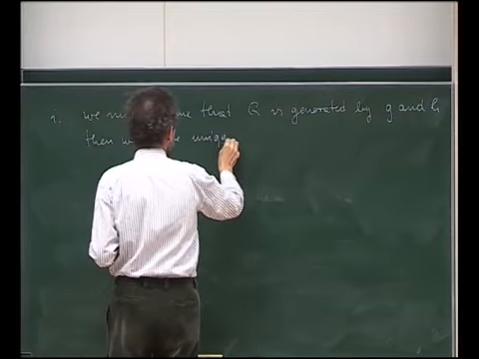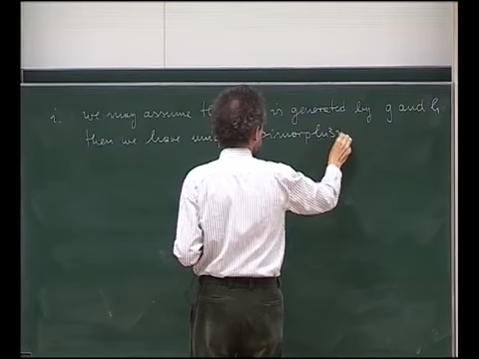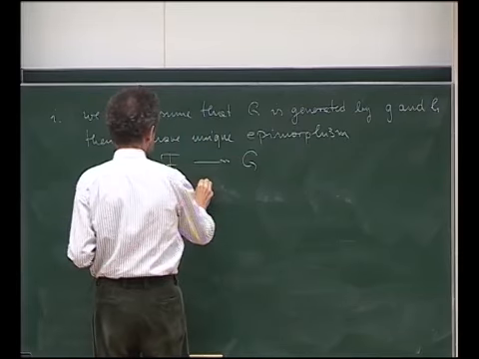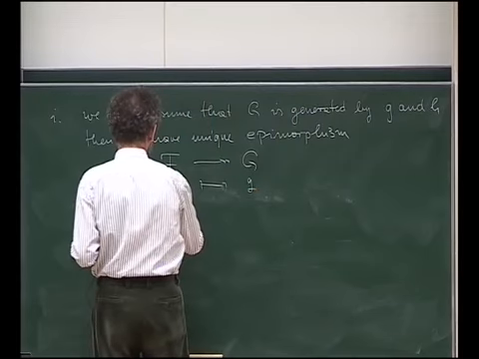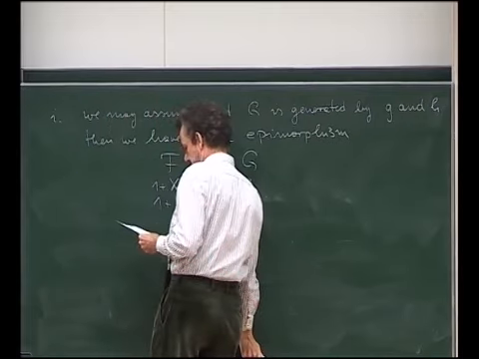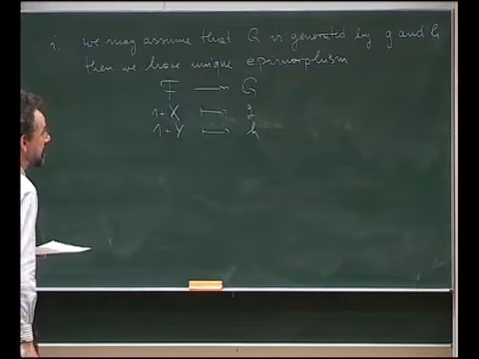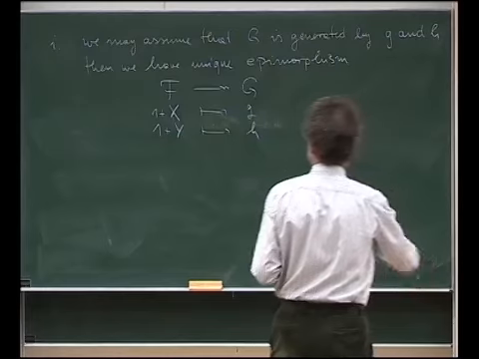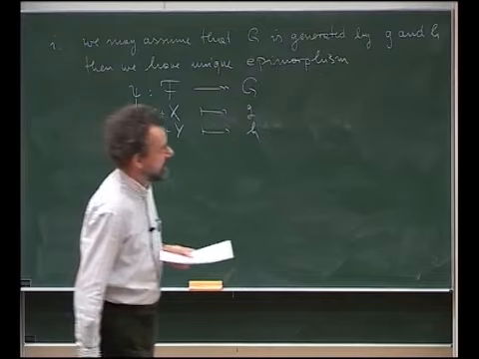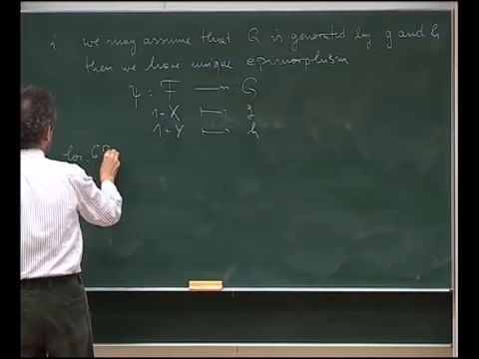And so then we have a unique epimorphism, right, from our free group onto G. 1 plus x goes to G, and 1 plus y goes to H. And then let's give this a name, psi.